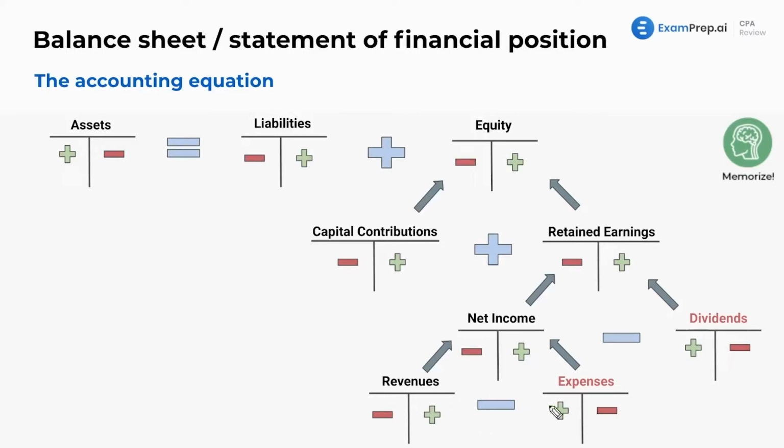So revenues and expenses make up net income. Revenues and expenses have different debits and credits. Same with net income. How do you increase revenues? You need to credit them. How do you decrease them? You debit them. A question might tell you that assets are 100.